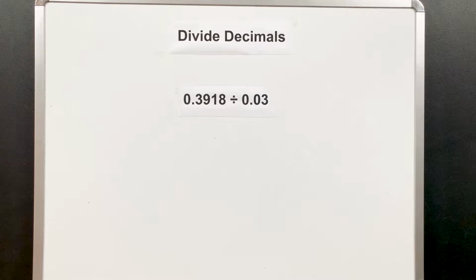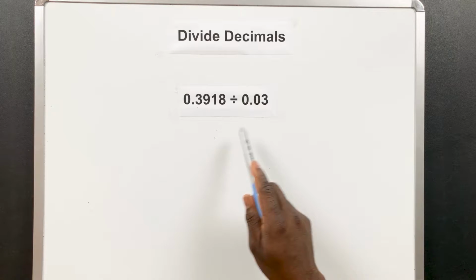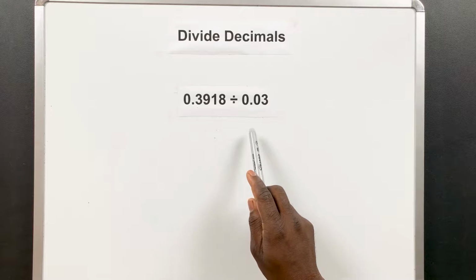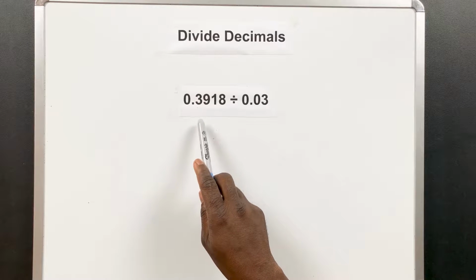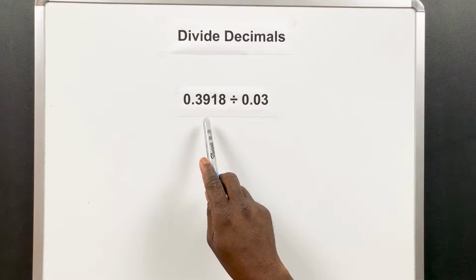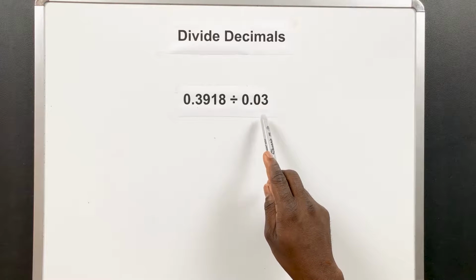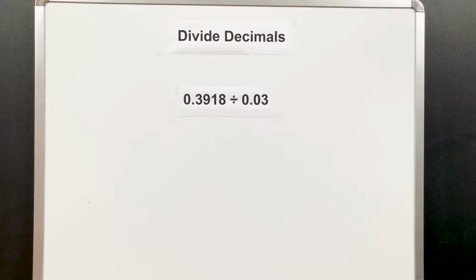Now, before we get started, I want to discuss parts of this division problem. So, here we have a division problem, 0.3918 divided by 0.03. This number right here is referred to as our dividend. This number right here is referred to as our divisor. And when you perform the division problem and you get your answer, that is referred to as the quotient.